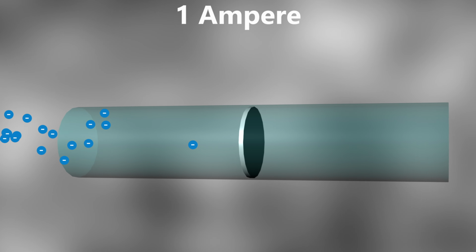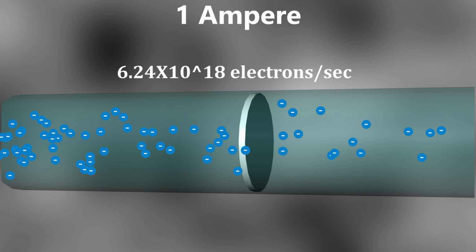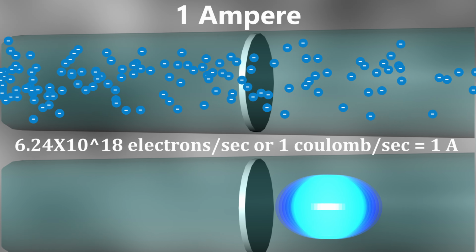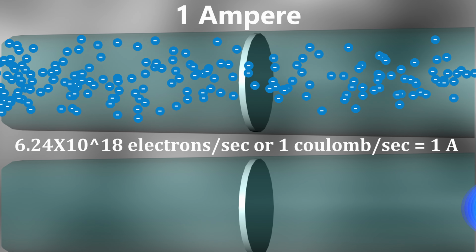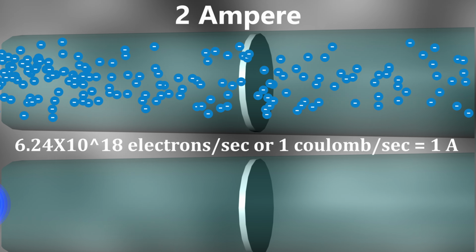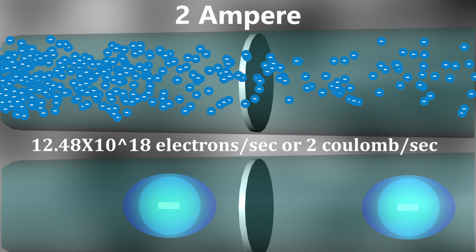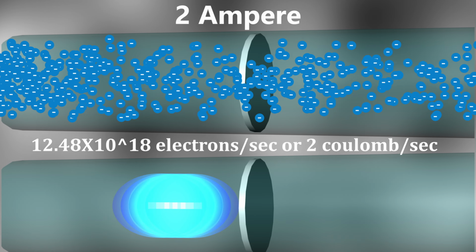If I say that 6.24 times 10 to the power 18 electrons are moving every second, or if I say 1 coulomb of charge is moving every second, it is equal to 1 ampere of current. Both are the same quantities. Now, if I say that 2 coulombs of charge, or 2 times 6.24 times 10 to the power 18 electrons, are moving every second, now I can say that the current is 2 amperes.